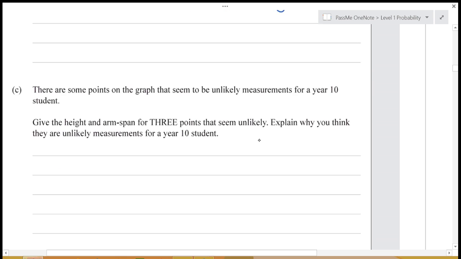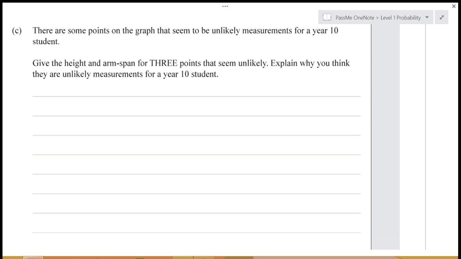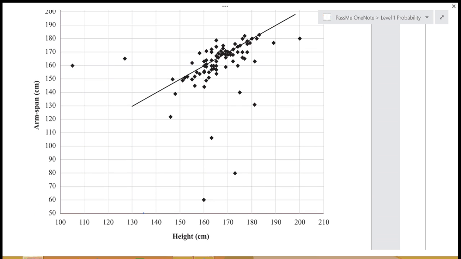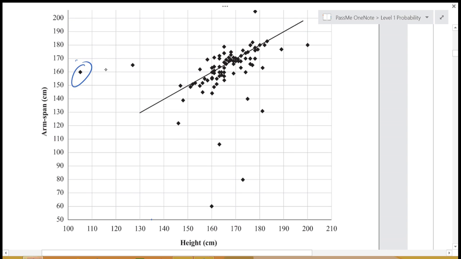Okay, and the next question is saying there are some points in the graph that seem unlikely measurements for a Year 10 student. Give the height and arm span for 3 points that seem unlikely. Well, if we go to our graph, we've got a few points that could be seen as unlikely. We've got these ones here. I mean, these two are unlikely because they're so short. I mean, 105 centimeters, you're talking about possibly the shortest person on the planet. And then these people here, their arm spans are so small.